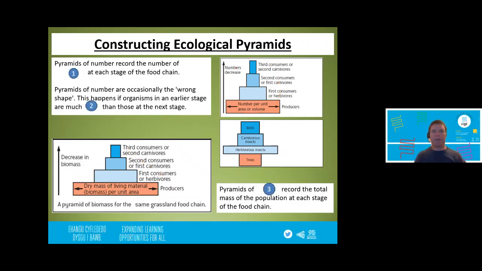So what are we missing on there? Same thing as before. What words replace those numbers? Pyramids of number record the number of individuals at each stage of the food chain. They're occasionally the wrong shape. This happens if organisms in an earlier stage are much larger than those at the next stage, and it's pyramids of biomass that record the mass of the population at each stage of the food chain.